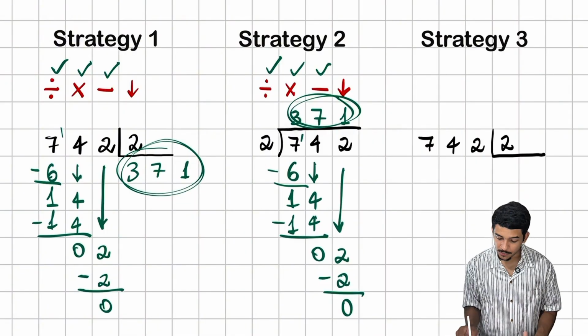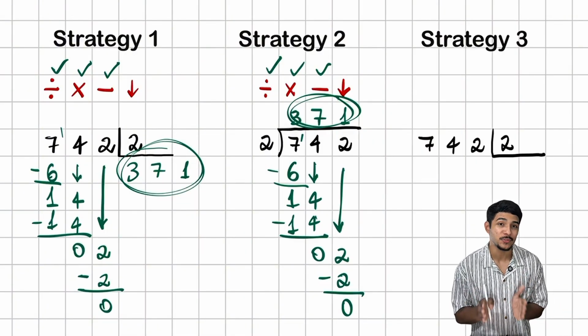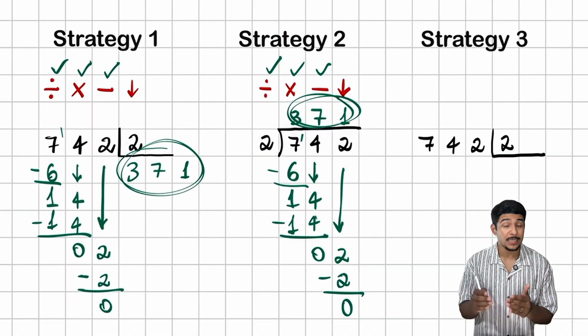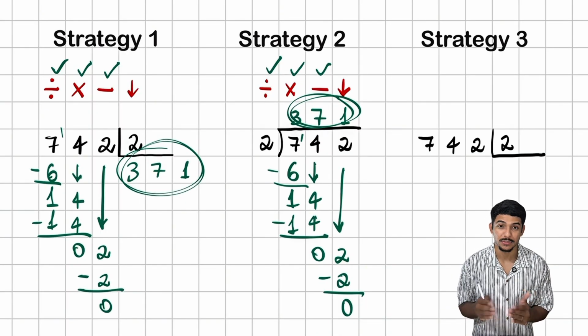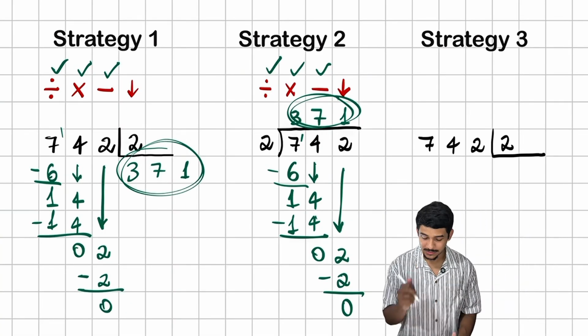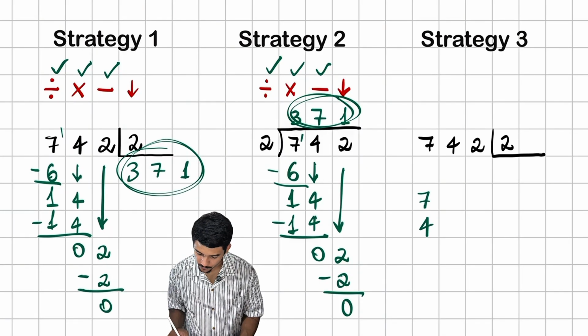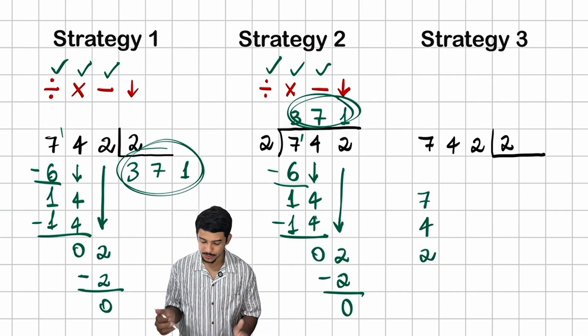Okay? Now let's move on to strategy 3, which is simple. I don't recommend you to use that very often because sometimes you may struggle to divide those numbers because it may be tiring. So let's organize the digits this way on this strategy. 7, 4, 2. 742.